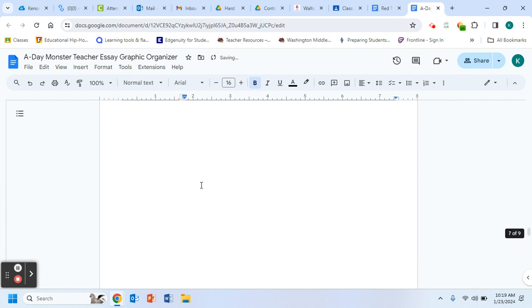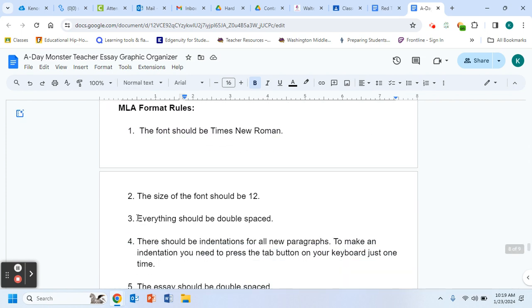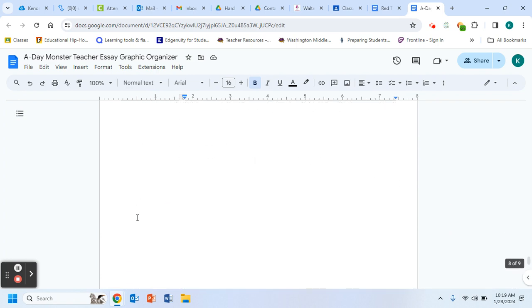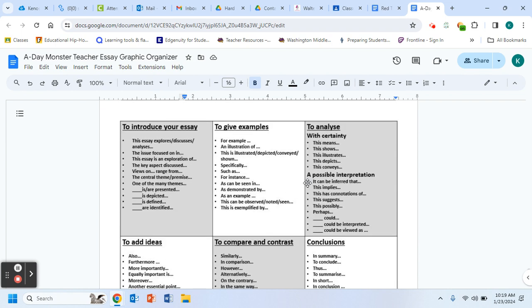And all the rules for everything, by the way, ladies and gentlemen, are right here. Things you should not write in your essay. These are the rules. This is not a timed essay, so you need to have all these rules, and all the sentence starters and everything are right down there, right where you need it to be, okay?